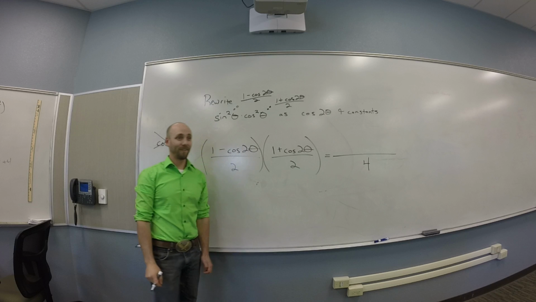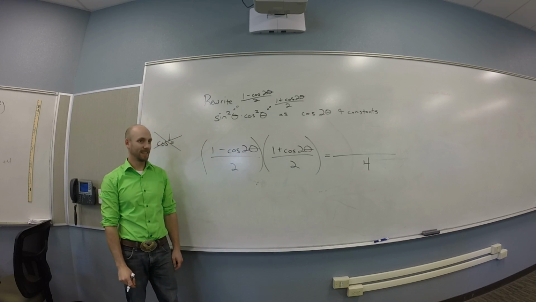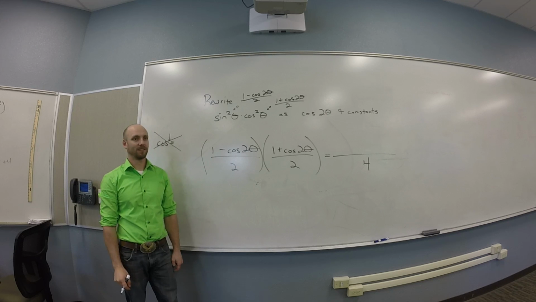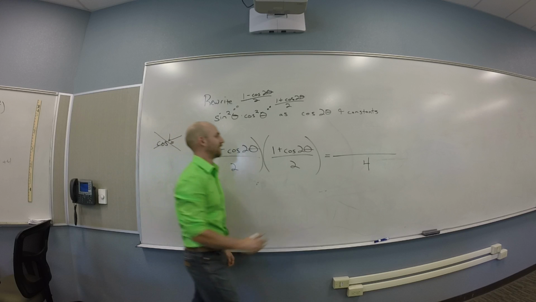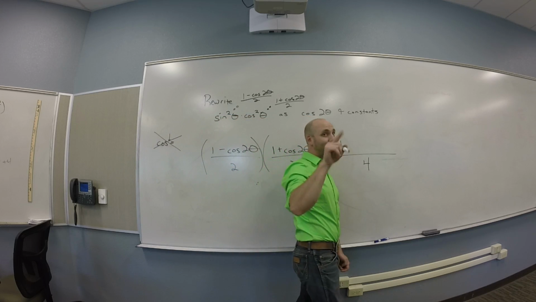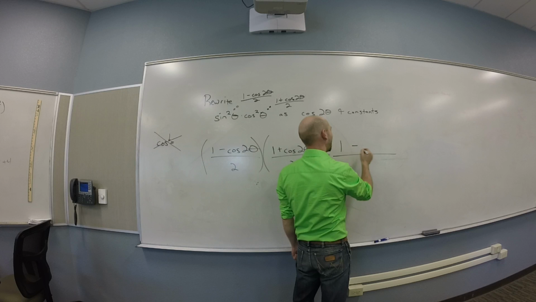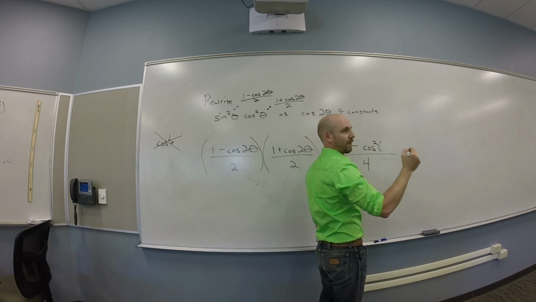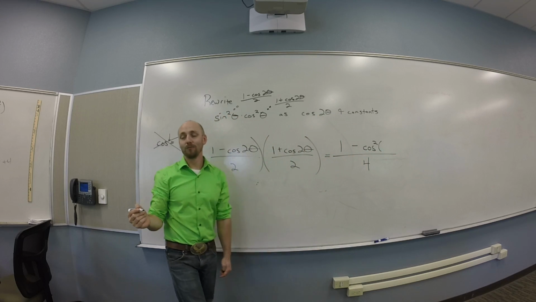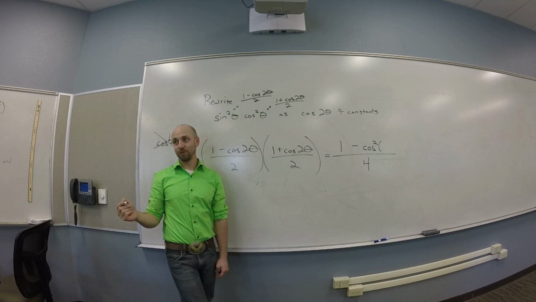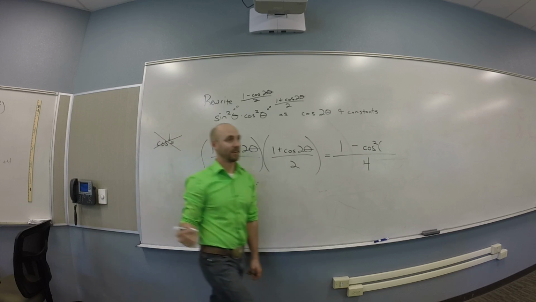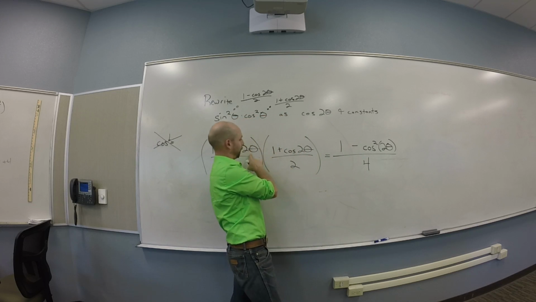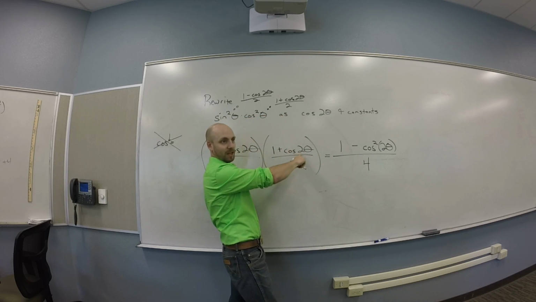So the bottom's 4, right? And the top is difference of squares. You guys see that? Yeah, that crap I never learned. That crap you should know. So I got 1 minus cosine squared of 2 theta. You guys see that? That's the last term of this thing times the last term of that thing, right?